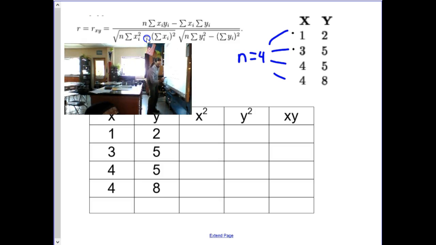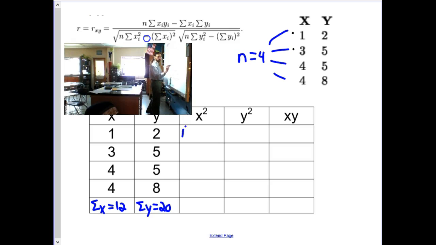The sum of the x values means to just add up these values. 4 plus 4 plus 3 plus 1 is 12. 2 plus 8 plus 5 plus 5 is 20. And again, I'm going to sum y, and I get 20. Now I'm going to square these values.